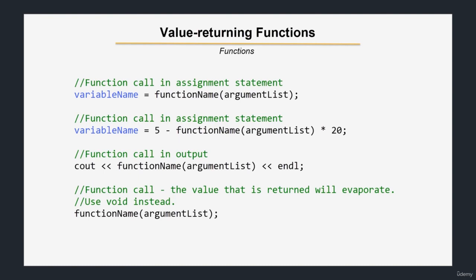Then also as a summary here, when it comes to value returning functions, you can see right at the top, the function call in an assignment statement. You have some variable name, and in this case I'm assuming that you have already declared that variable. So you set that to whatever that function returns. Again, you have the function name, you have an argument list, and you end that off with a semicolon. The next one is pretty much the same, but here we have a more complicated expression where you do 5 minus whatever that function returns multiplied by 20. Okay, and you assign that again to some variable.